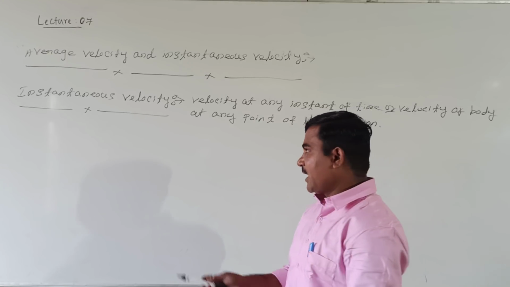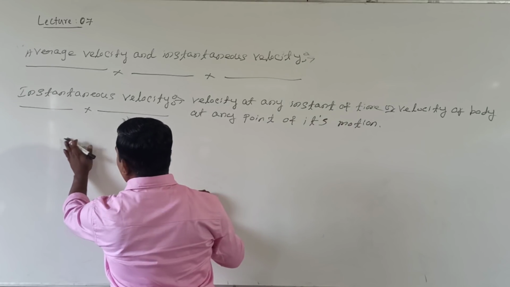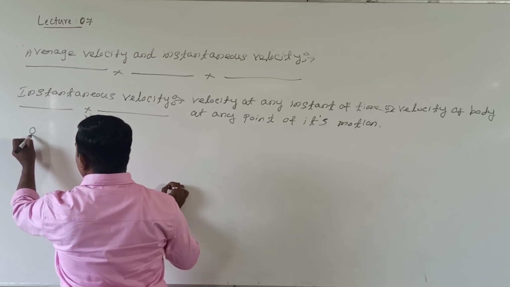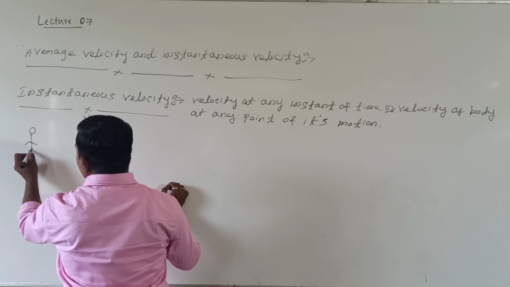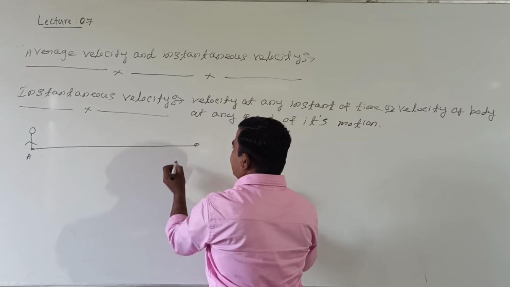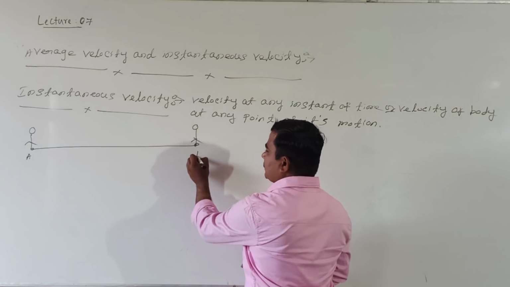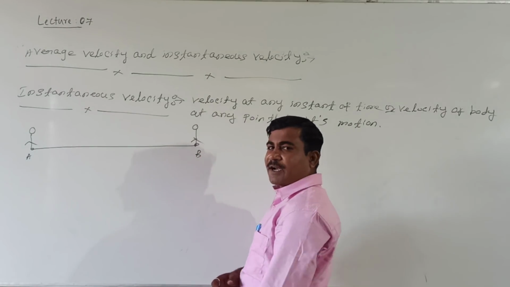Shall I go on, students? Again, I will consider a man, a person. Look at me. The person moves from point A to point B, from A to B. What point is this? This is point B, right or wrong?